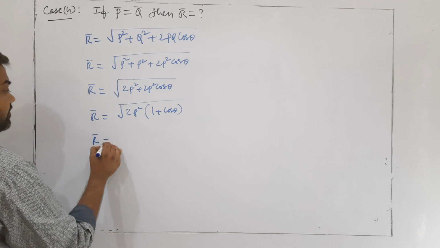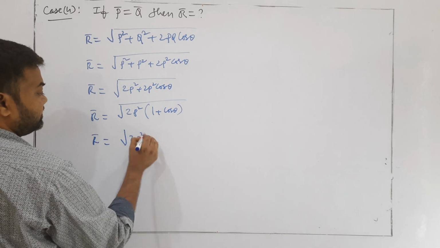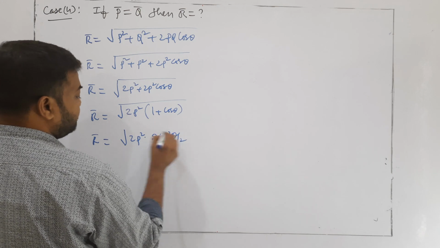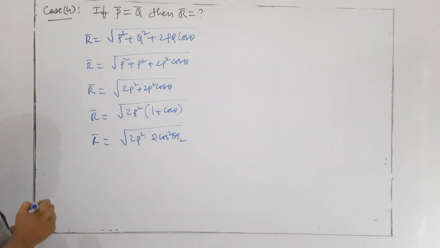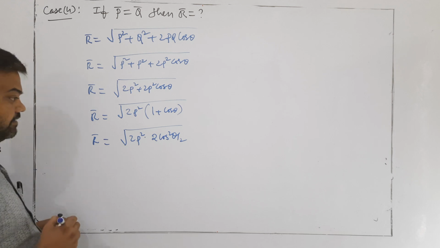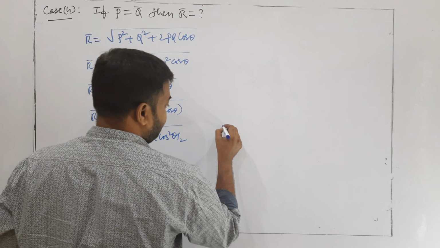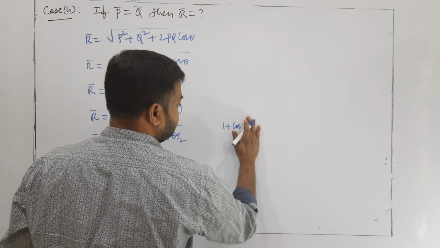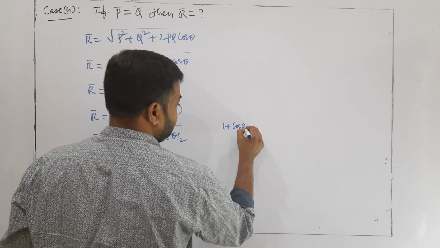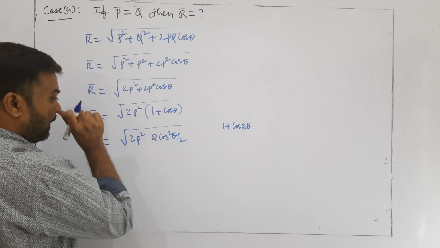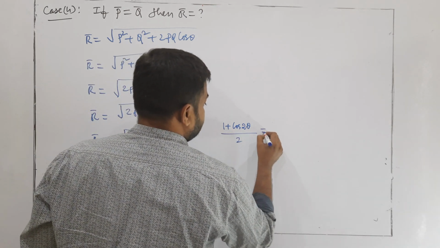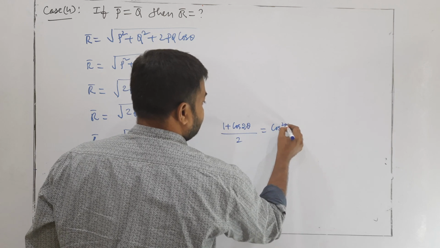Then what is the value of r bar? r bar is equal to root of 2p square into 1 plus cos theta, which means 2 cos square theta by 2. Actually, how do we get this formula? By using trigonometry, 1 plus cos 2 theta by 2 is equal to cos square theta. This is our formula.